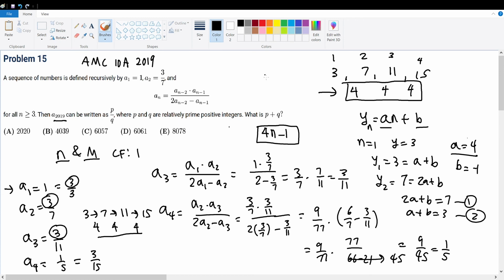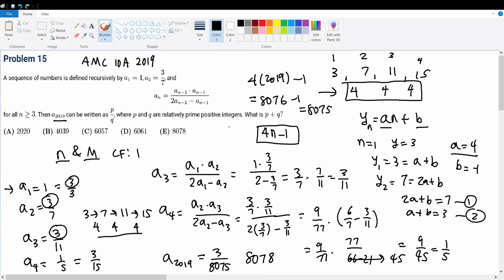So we're trying to find the 2019th term, so 4 times 2019 minus 1 will give us the answer. This is the same thing as 8076 minus 1, which is 8075. So the fraction at A sub 2019 will be 3 over 8075. That is the fraction at the 2019th term. And since these are relatively prime to each other, because 8075 cannot be summed to a number that is divisible by 3, we are done. So we have to find P plus Q, so this becomes 8078. And when I look up, I see here that answer choice E is our answer.